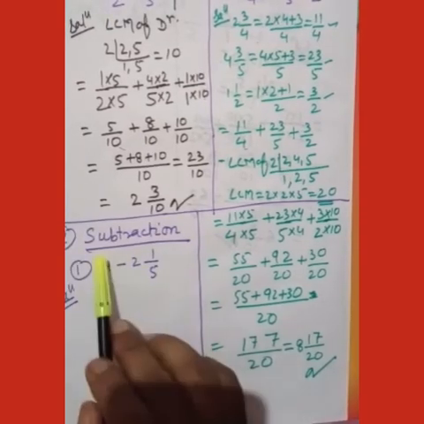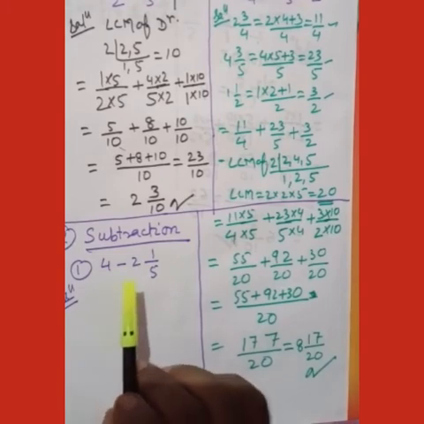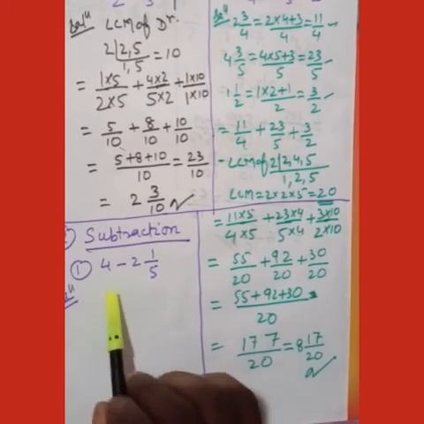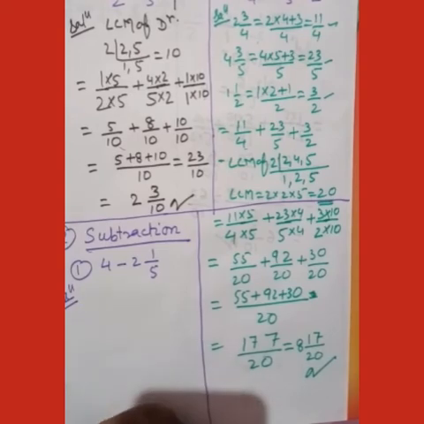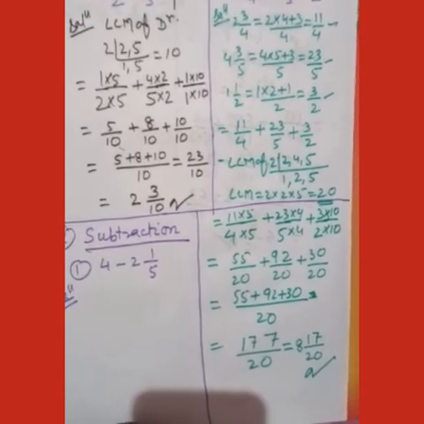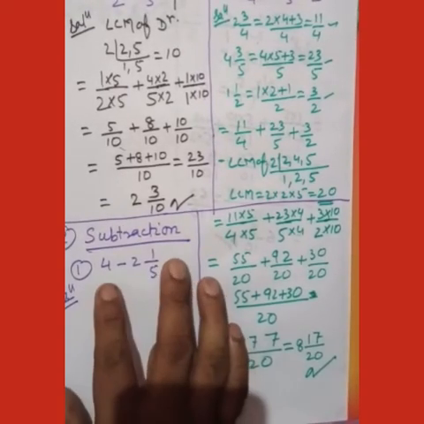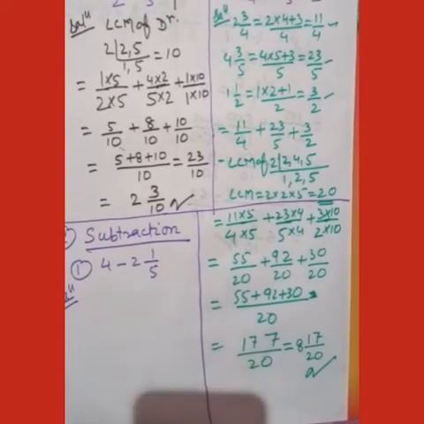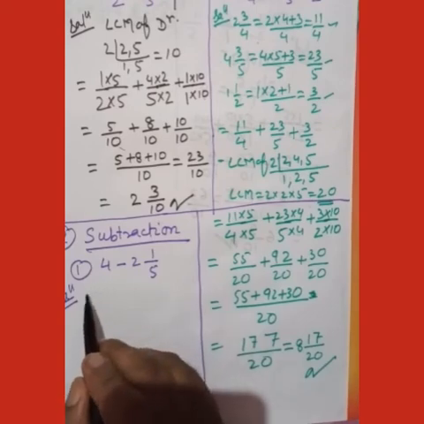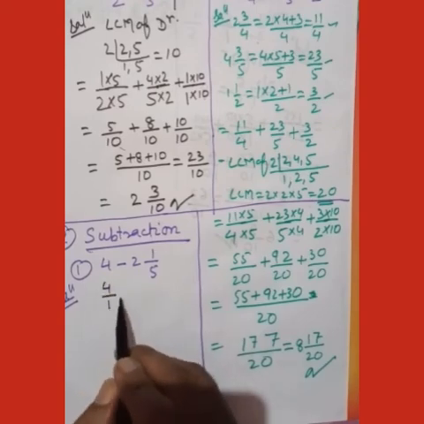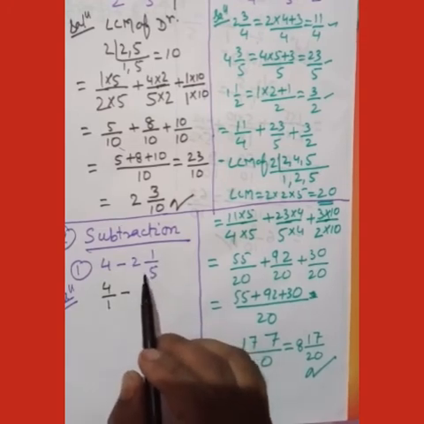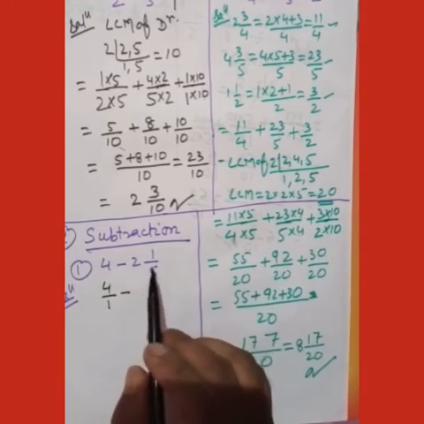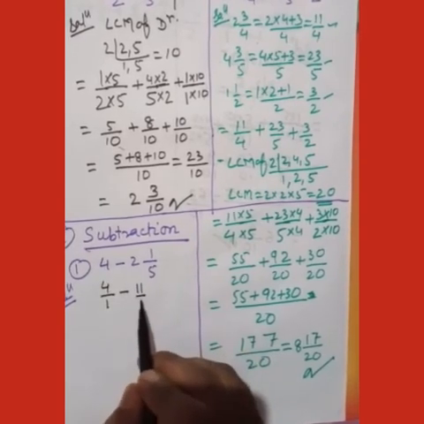Now we will do subtraction of a fraction. Now see here, it is written 4 minus 2 1 by 5. So first we have to make 4 as a fraction. Now how we will make, see here, 4 upon 1 minus, now here it is mixed fraction, so we will convert this mixed fraction into improper fraction. 5 2s are 10 plus 1, 11 upon 5.